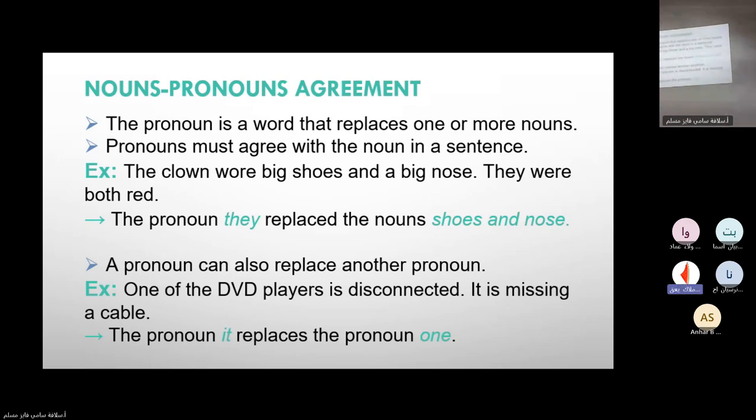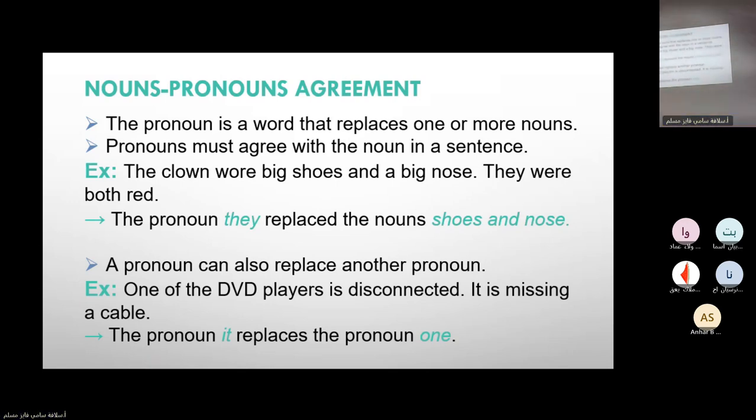Which example, the first or the second? The first one. The clown wore big shoes and a big nose. They were both red.